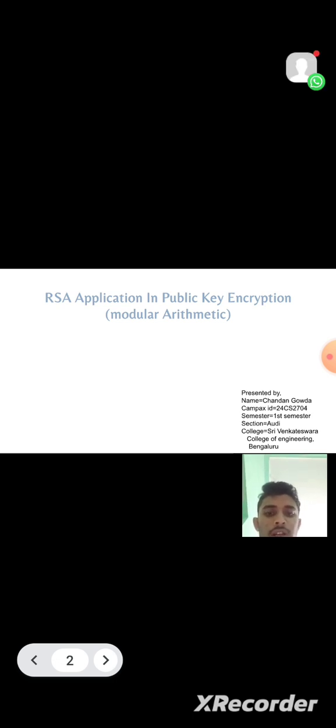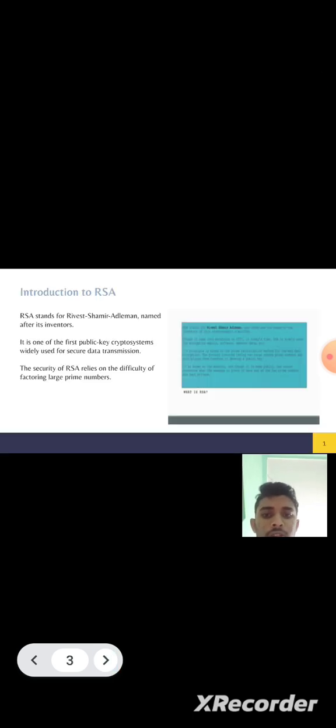My topic is RSA application in public key encryption. Introduction to RSA. RSA stands for Rivest-Shamir-Adleman, named after the inventors. It is one of the first public key crypto systems widely used for secure data transmission. The security of RSA relies on the difficulty of factoring large prime numbers.